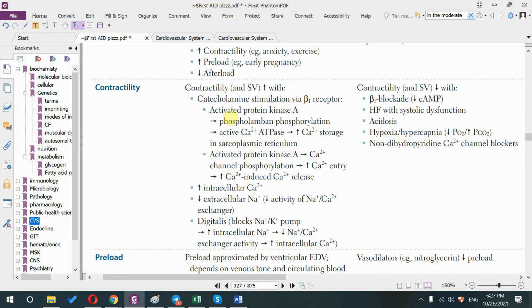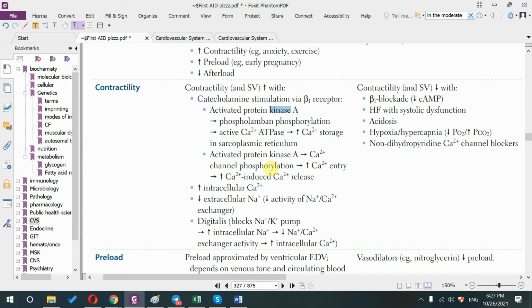So here we have stimulation of the beta-1 receptors leading to activated protein kinase A. We just saw that. So that leads to phosphorylation. Kinase, any word that has kinase in it, means something that puts a phosphate on something, okay? So there will be a protein called phospholamban. We'll see it again, don't worry about it. So this phospholamban will get phosphorylated by what? By a kinase. Kinase always phosphorylates.